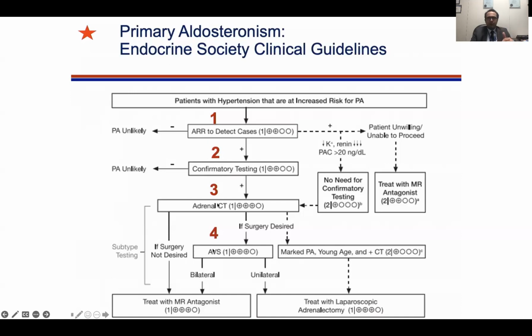then we go for localization, which we will discuss later as well. And after CT, we even go for AVS. We will discuss this as well.